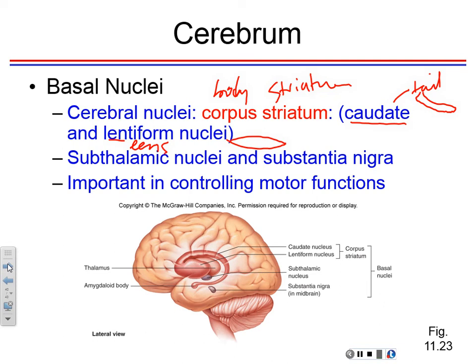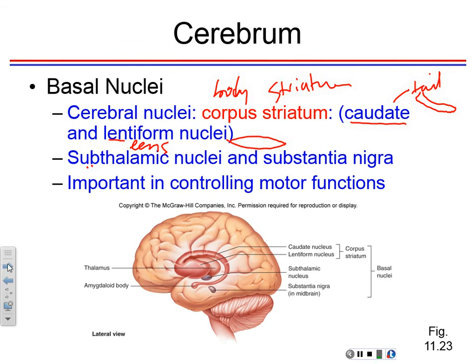There are other nuclei located elsewhere, like the subthalamic nuclei, which is in the diencephalon. Remember, we said the thalamus and the hypothalamus are the diencephalon, and then there are other parts like the epithalamus and subthalamus. But the basal nuclei in the cerebrum, those are the ones that are called corpus striatum because they've got striations on them. And that's the caudate and the lentiform.